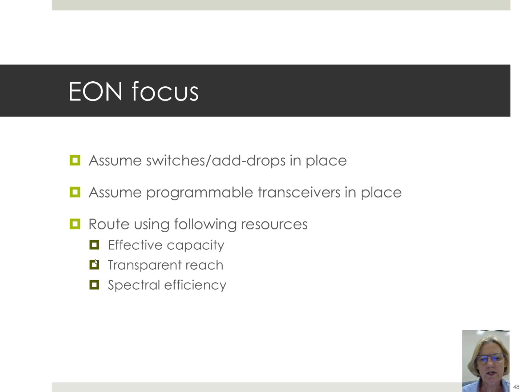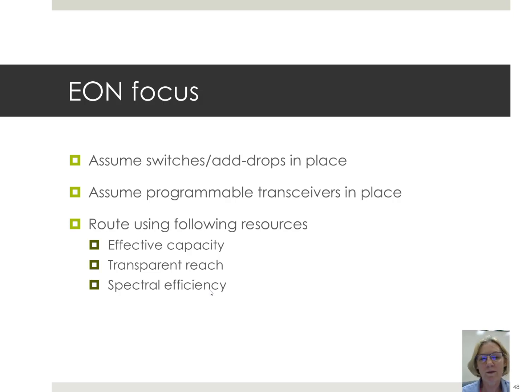So the elastic optical network essentially is based on assuming that switches and add-drops are in place. In other words, that we are able to direct our flexible wave bands as necessary. Assume we have programmable transceivers in place, and then be able to route effectively. And when I say route effectively, what I'm saying is that we have to be aware of what the effective capacity of the system is, what the transparent reach of the system is, and the spectral efficiency. And I mean for each one of the links.